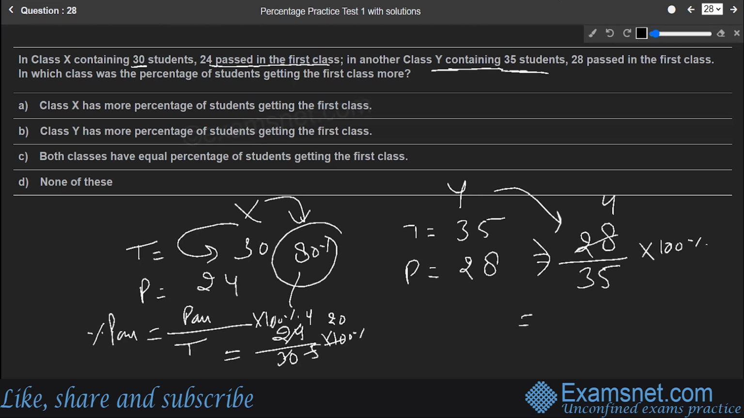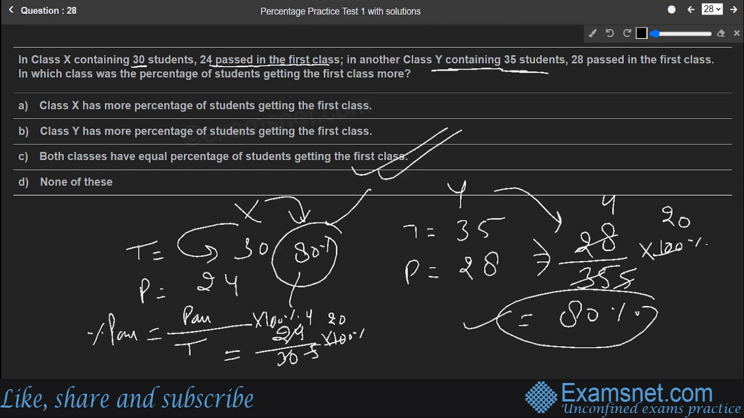7 4s are 28. 7 5s are 35. 5 can cut this 100 by 20. So it's again coming out to be 80%. So passing percentage for X and Y is both coming out to be 80%. That is, they are the same. So both the classes have an equal percentage of students passing, which is the option available in option number C.